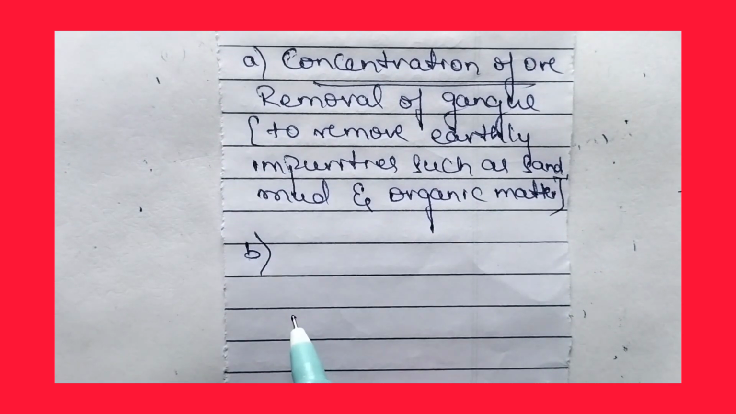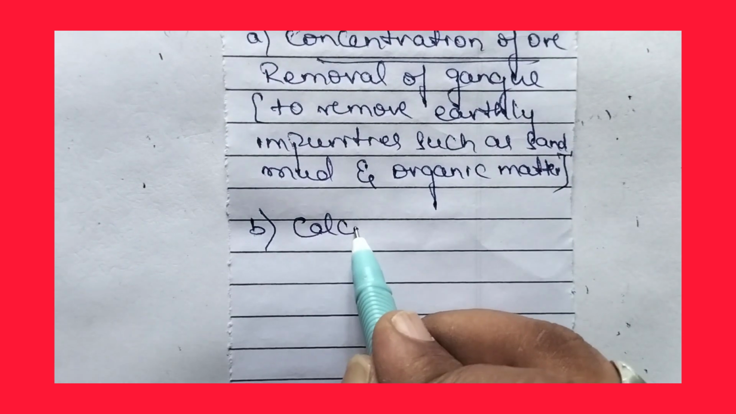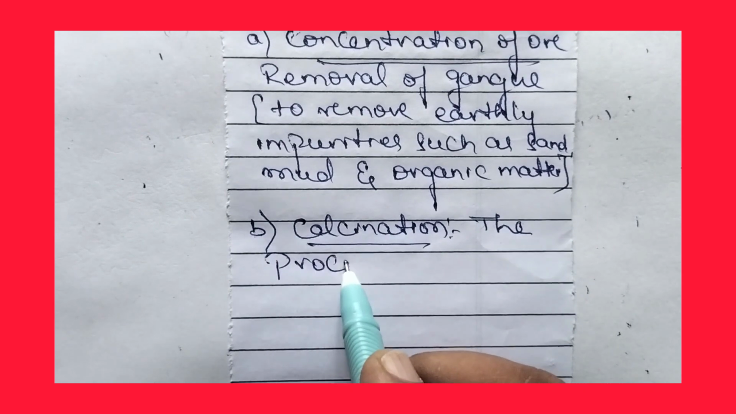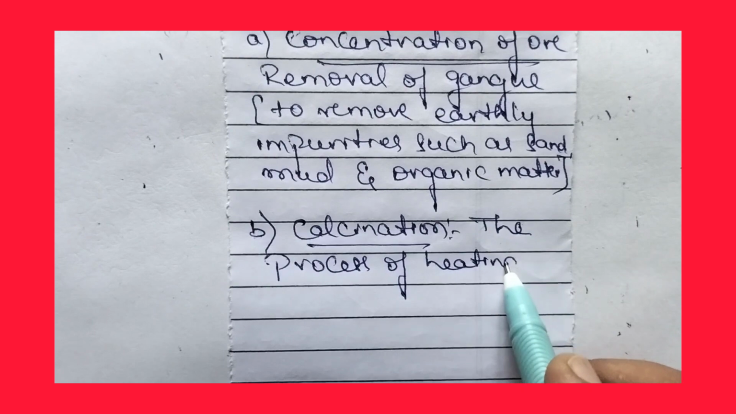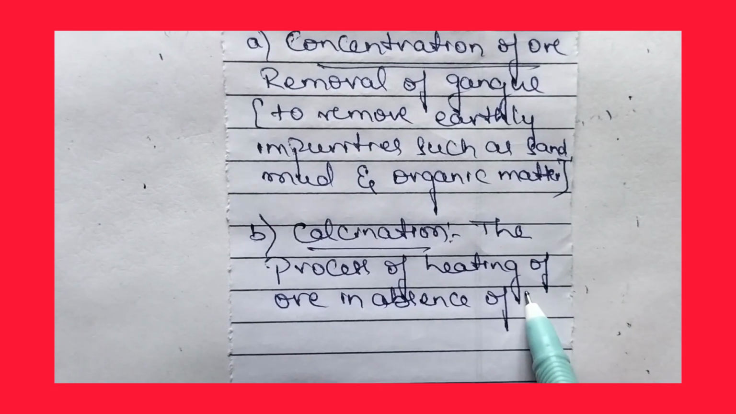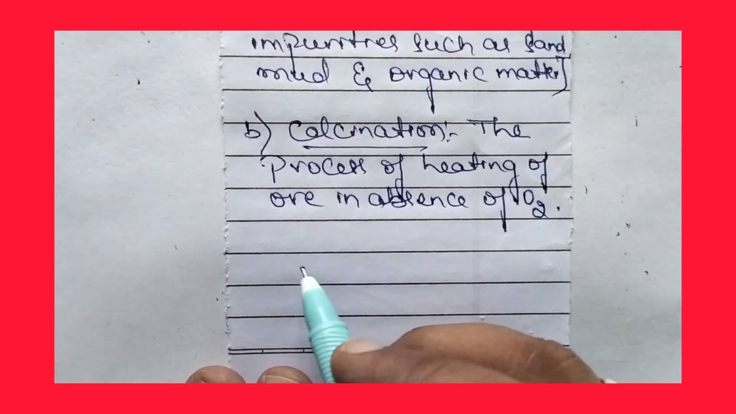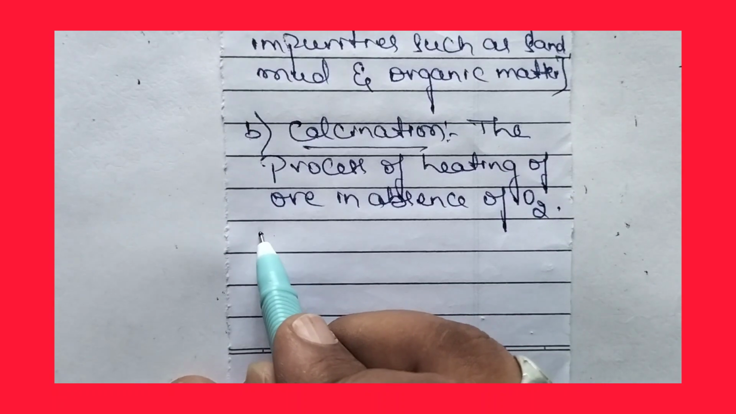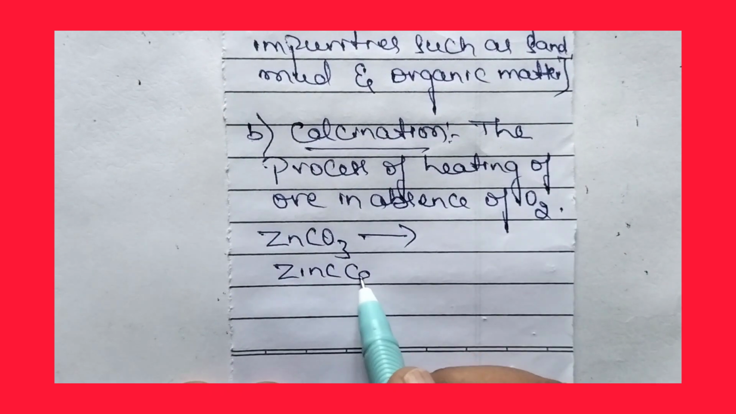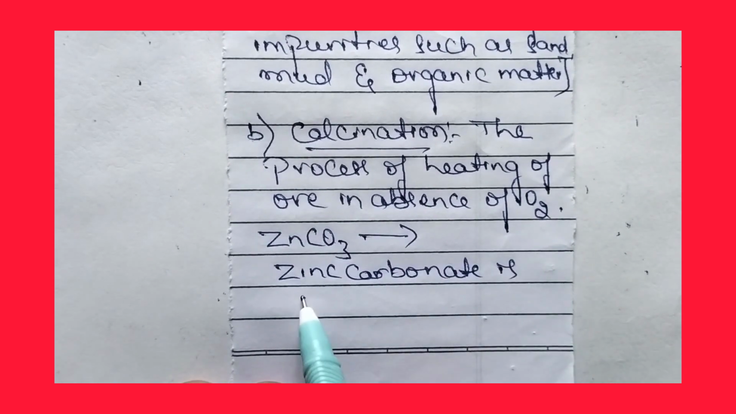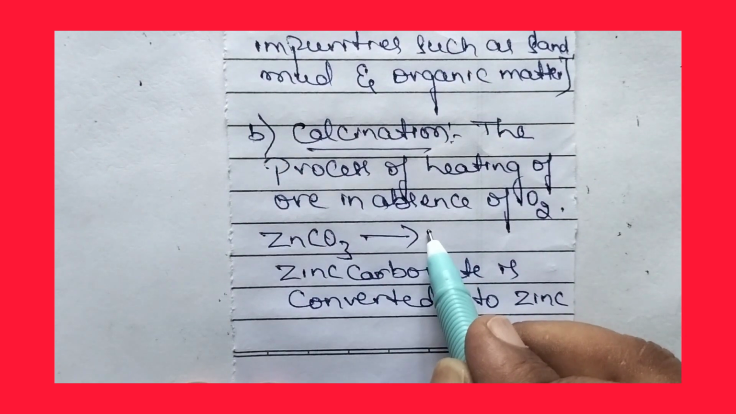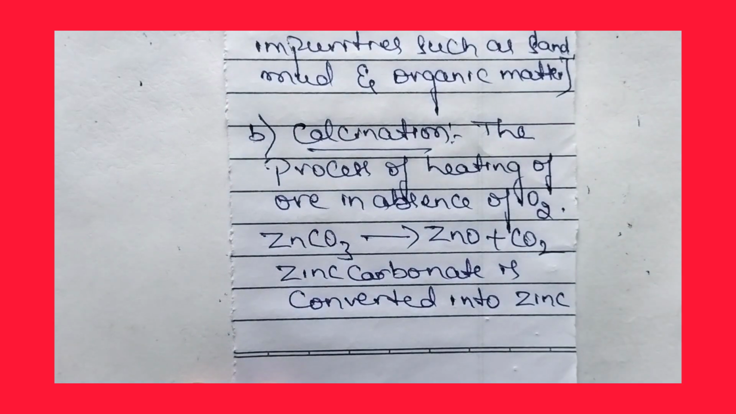This is step number 1. Let us come to step number 2, that is calcination. Because it is a carbonate ore, we have to go for calcination. That is the process of heating of ore in absence of oxygen, that is called calcination. So in calcination, what do we do? ZnCO3 is heated. So zinc carbonate is converted into zinc oxide. ZnCO3 gives rise to ZnO plus CO2. This is the second step.